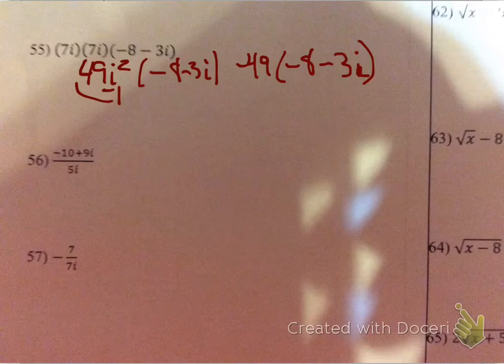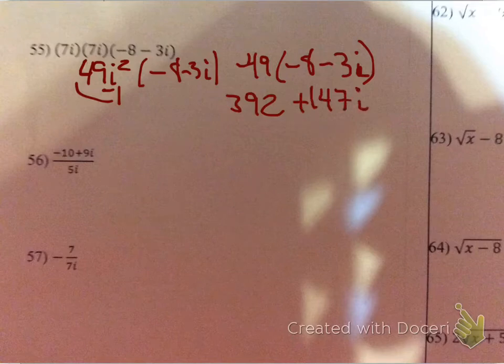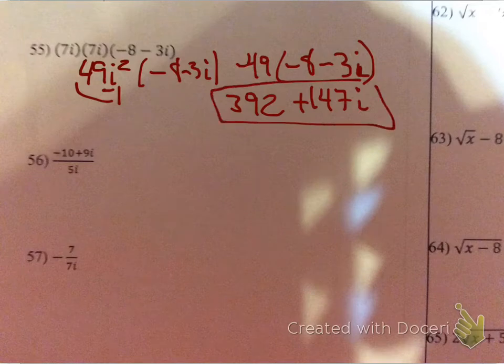Anyways, 49 times negative 8. Negative times a negative would be positive. 49 times 8 would be 72, carry the 7, 392. 49 times 3 would be 27, carry the 2, 147i. And there's your answer.